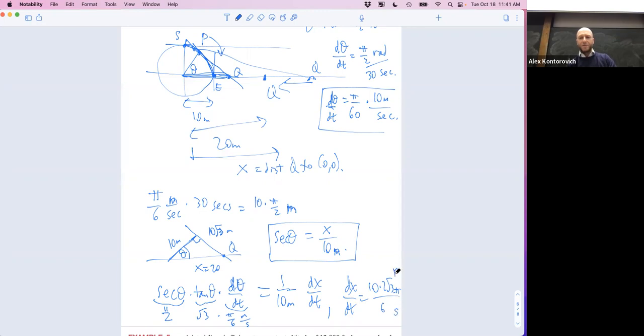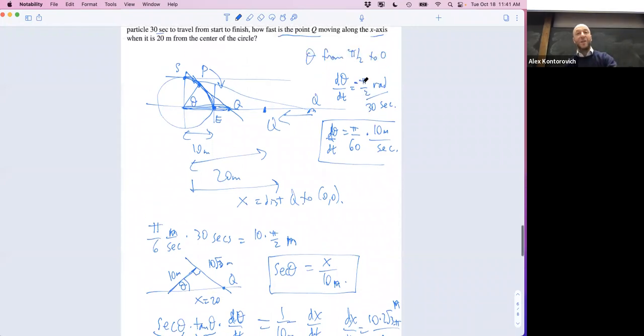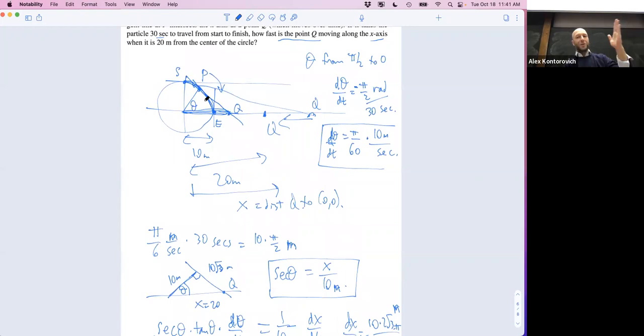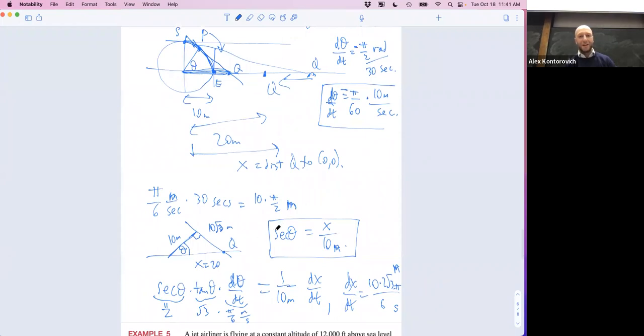Anybody see what's wrong? Well, it's asking for dx dt. And by the way, this should be negative, because x is getting smaller and smaller. So where's the minus sign? The minus sign is that this is the speed at which we're moving, but actually theta is going from pi over 2 to 0. So the velocity is negative. We're losing pi over 2 radians every 30 seconds. So that's at least solved one of the mysteries. This d theta dt has a minus sign. So x is changing at a negative amount.